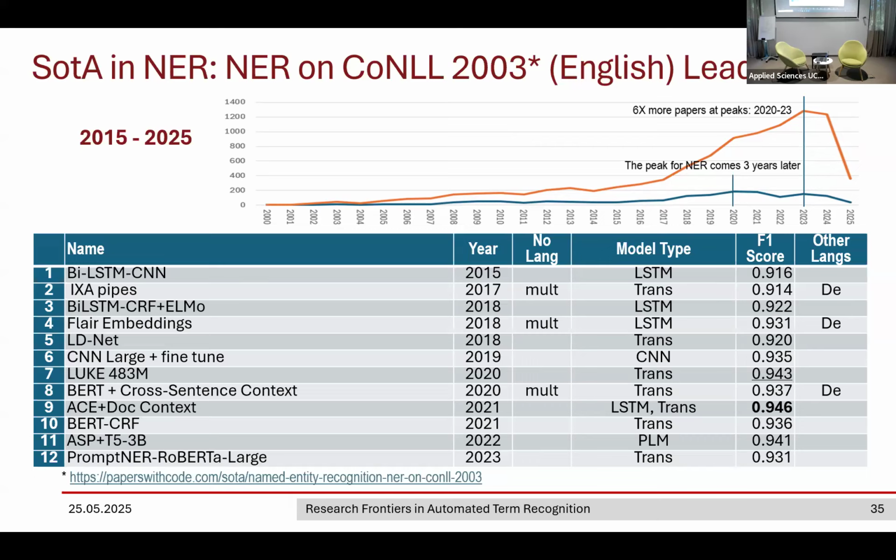The current leaderboard based on the CoNLL dataset, which is English, for the last 10 years is, as you see in the table, with the champion having an F1 score of almost 95%, which is great. And this is an LSTM plus a transformer.